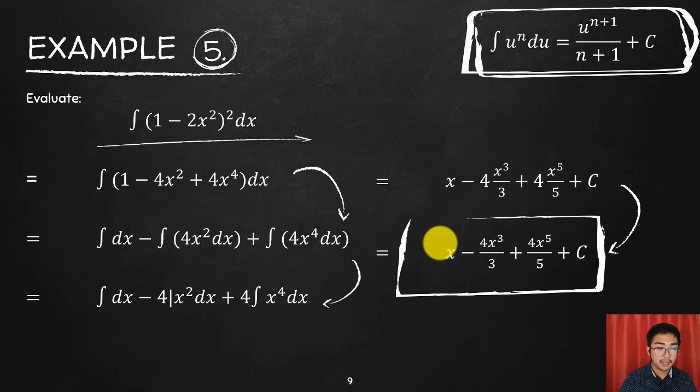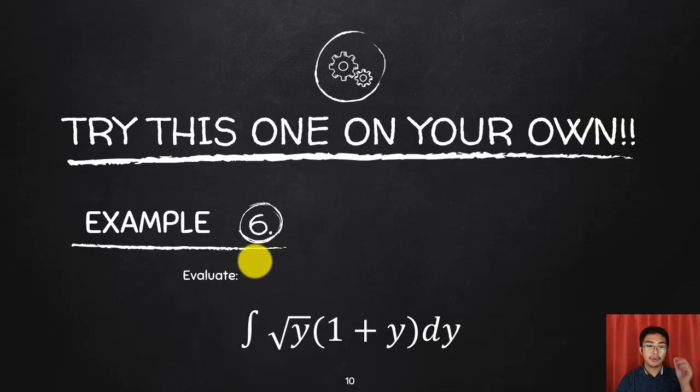I think I'll leave you with an example that you can try on your own. See if you can solve this one. Example number 6, you can try this on your own. This is the integral of the square root of y multiplied by 1 plus y, close quantity, dy. So how do you now solve this problem? It's up to you how you attack the problem. The solution for this example will be given in the next video.